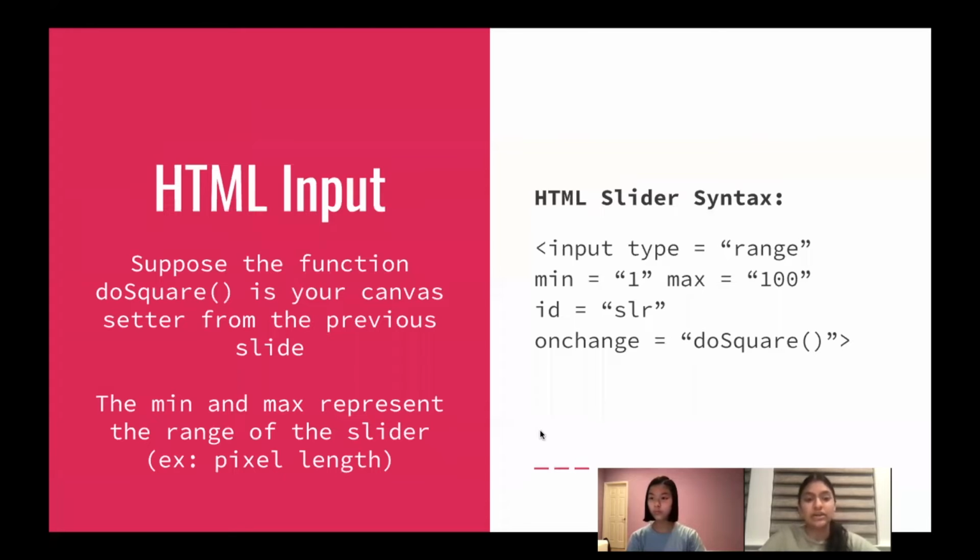So again, we still have to code whatever we referenced in the JavaScript with HTML. So if we suppose that the function doSquare codes for the canvas and slider variables, all we need to do is set up the slider range button. The code should look really familiar, and the input type is now range. The ID is now SLR. And then the onChange function is now doSquare, which we coded. And then the min and max values represent the range of the slider, which could determine things like pixel length.